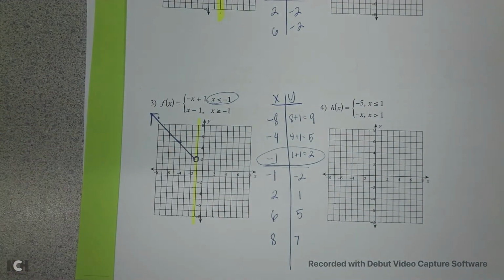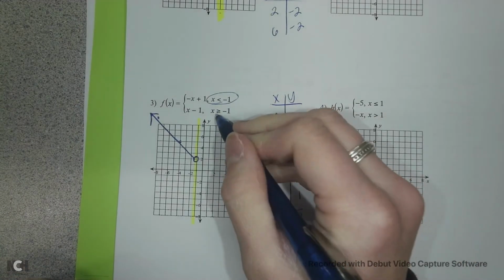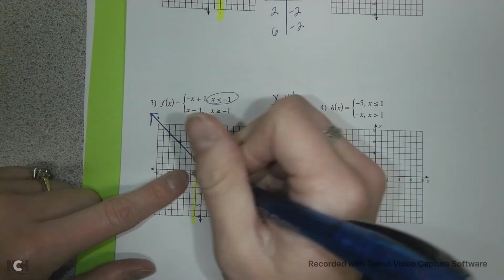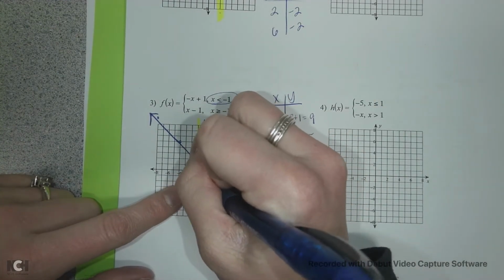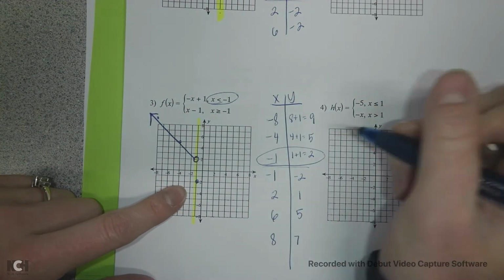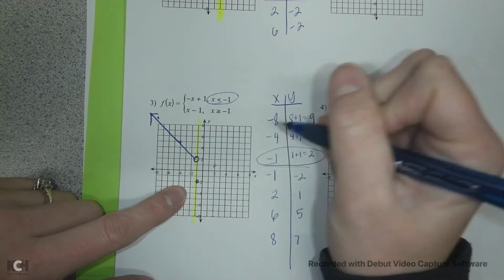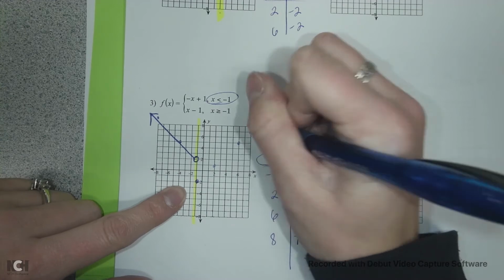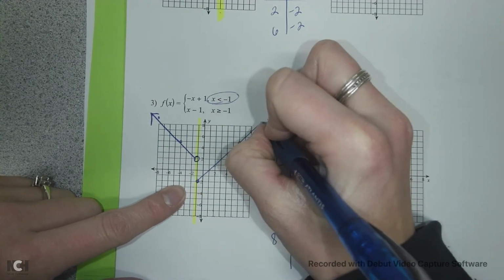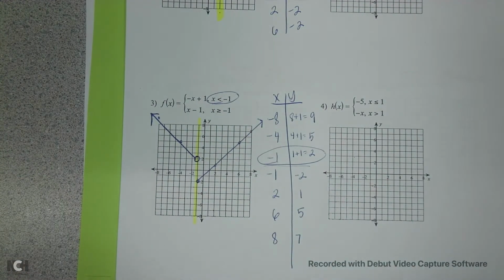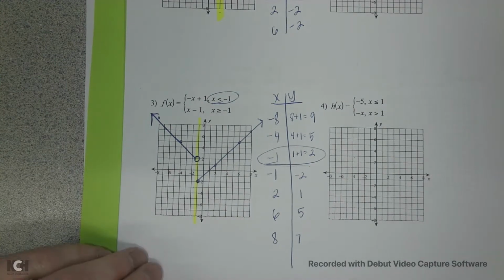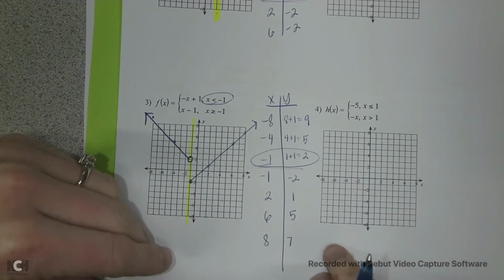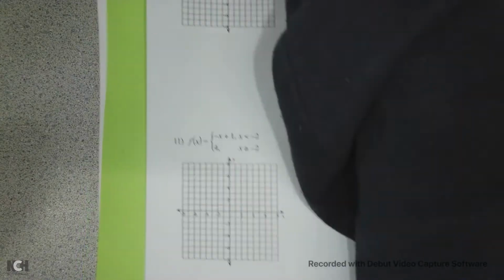That's half of my picture. And then I'm going to graph the rest. This guy is a closed dot because of that cute little line. So we've got -1, -2, 2, 1, 6, 5, 8, 7. Okay, so now I have an idea of what this line looks like as well. Okay, and there's my piecewise function. That's so cute. Love it! It looks kind of crazy, huh? Okay, let's keep going.